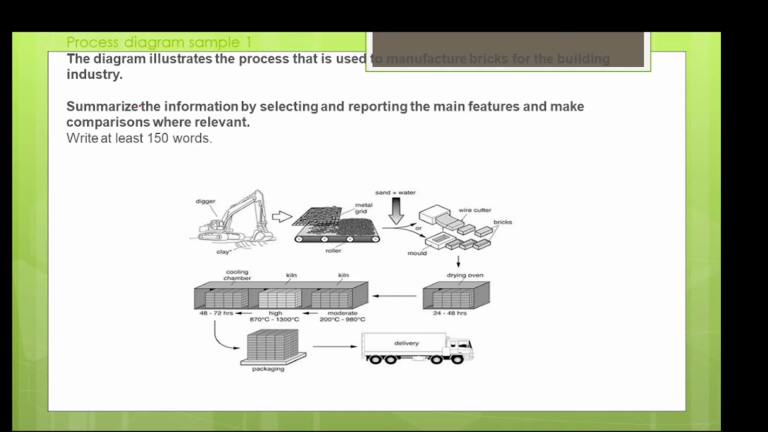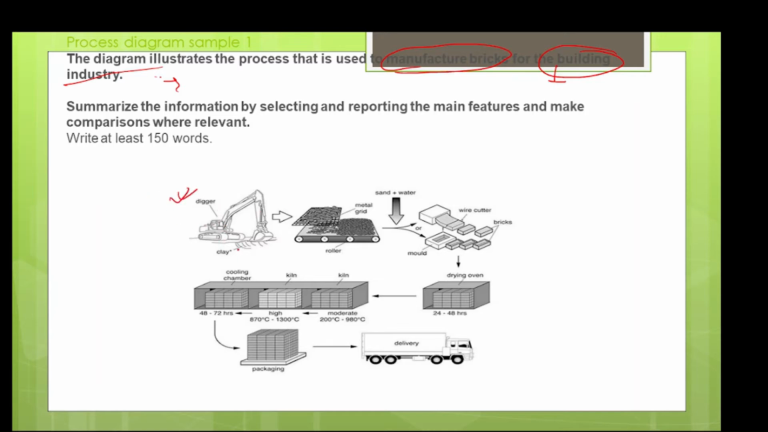So first thing is, read the question carefully. The diagram illustrates the process that is used to manufacture bricks for the building industry. So this is for the manufacture of bricks, and they are mentioning a particular purpose: for what purpose are the bricks going to be used? For the building industry, so this is for a commercial purpose. Now if you see the diagram, this is the diagram.